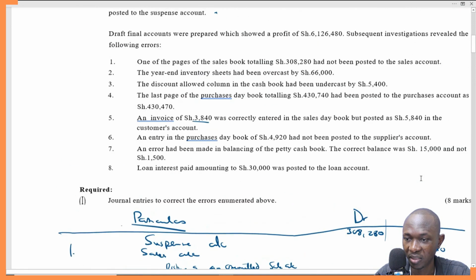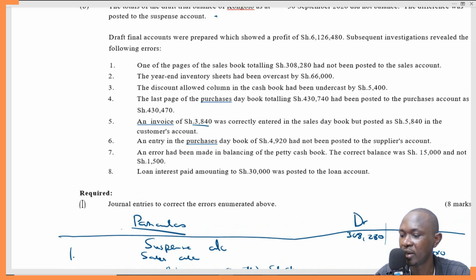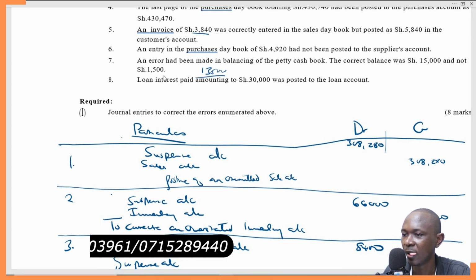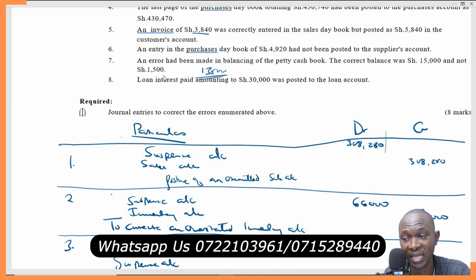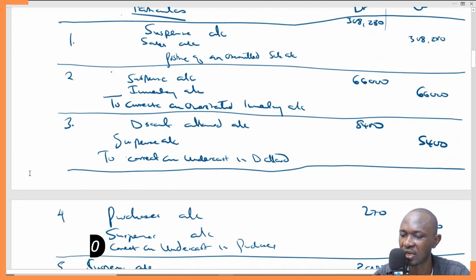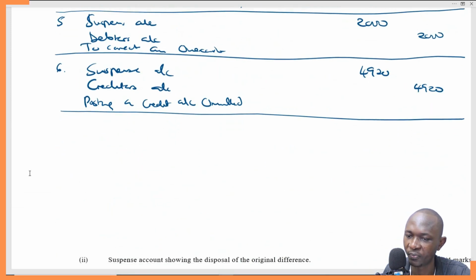Now the next item, number 7, an error had been made in balancing of the petty cash book. The correct balance was 15,000 and not 1,500. So instead of writing 15,000, we wrote 1,500. A difference of 15,000 minus 1,500 is 13,500. Petty cash is a debit account. It's an asset. So we simply debit this so that it can go back to the 15,000 that is now the correct figure. So number 7, debit petty cash book.